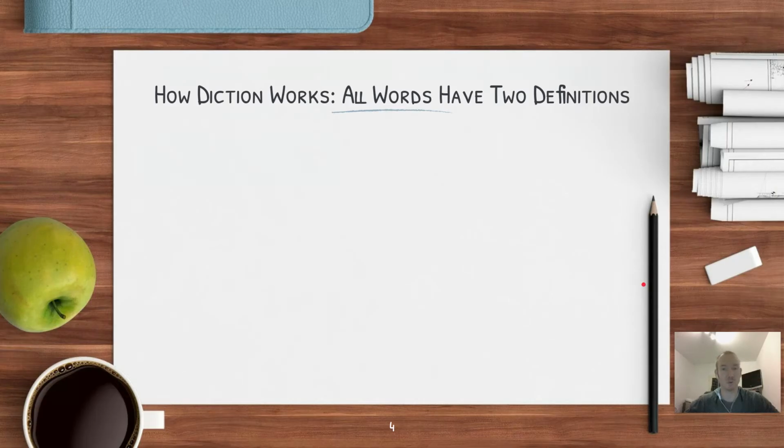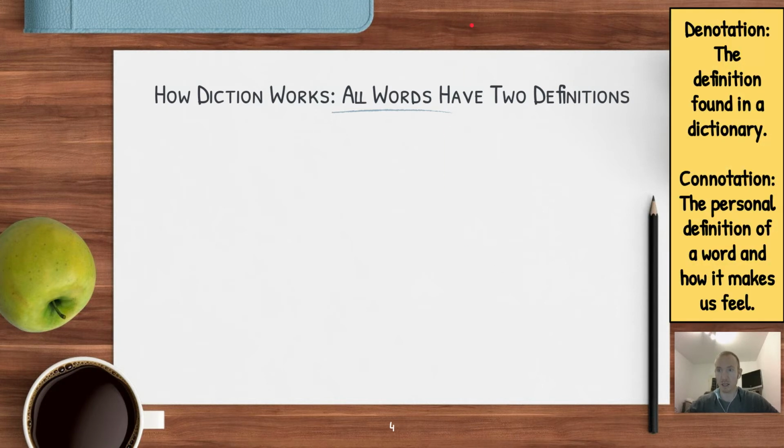So how does diction work? First, all words have two definitions. There's the denotation, which is the definition found in a dictionary. And then there's the connotation, which is the personal definition of a word and how it makes us feel. And by personal, I mean it's individual, but it's also how our society or our culture views that word.